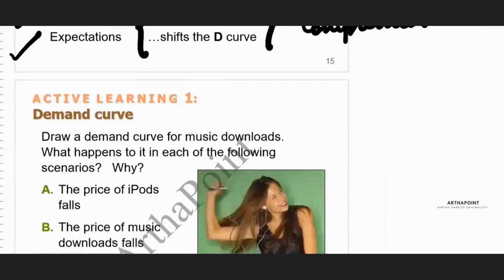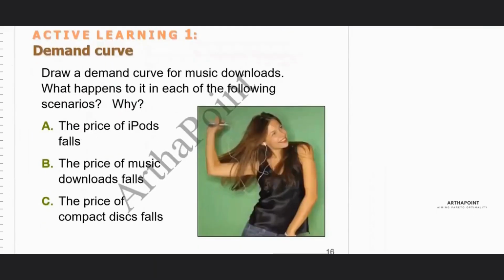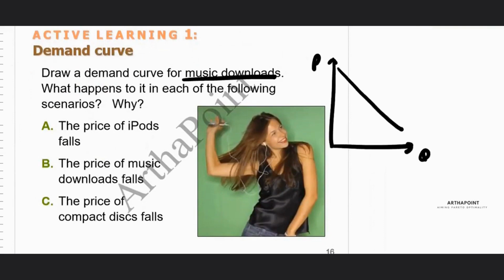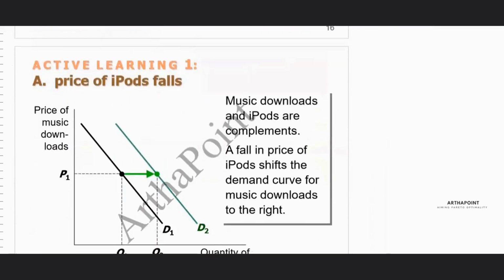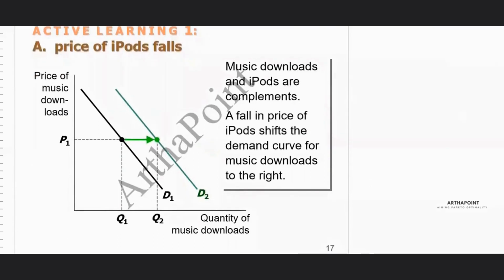Okay, let's take one example. Draw a demand curve for music downloads. So price, quantity, demand of music downloads. What is going to happen in each of these scenarios? The price of iPod falls. Now, when the price of iPod is going to fall, what is going to happen? iPod and music downloads are complement goods.